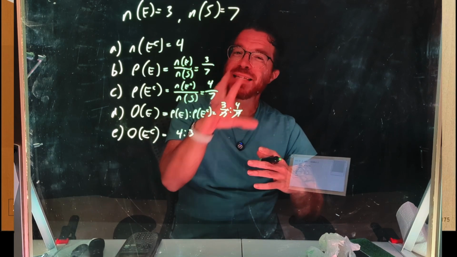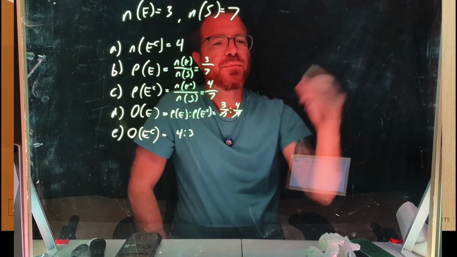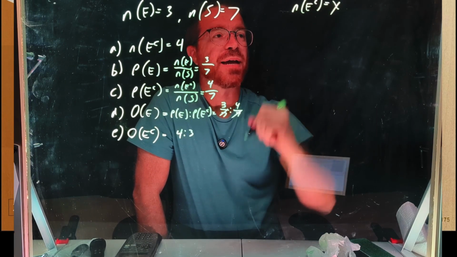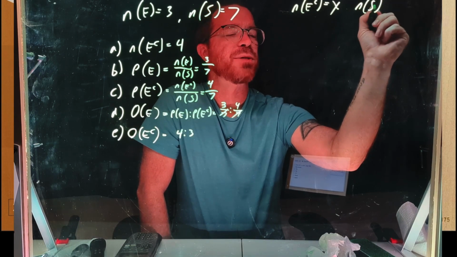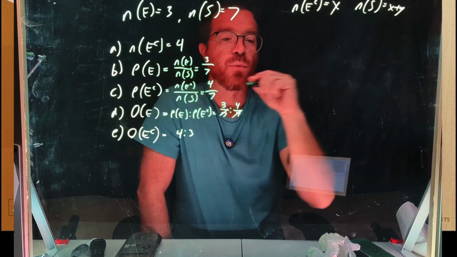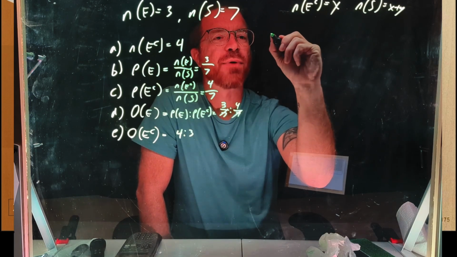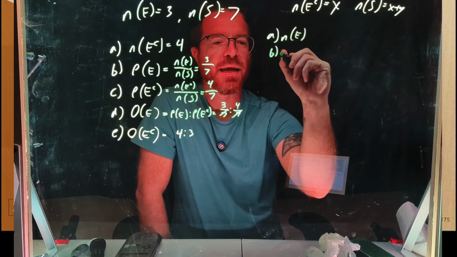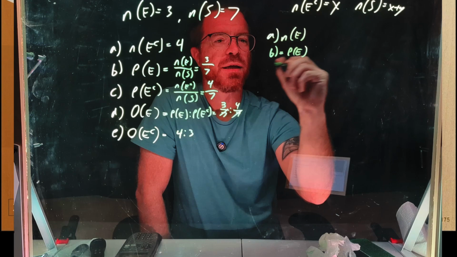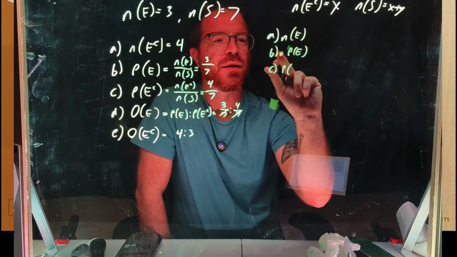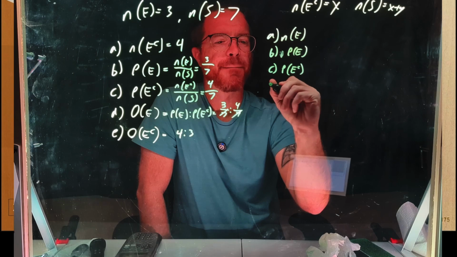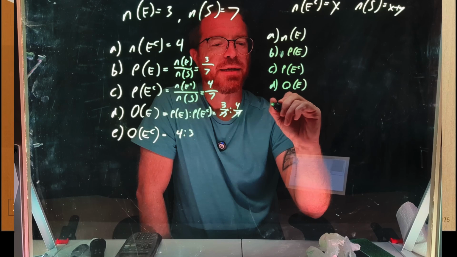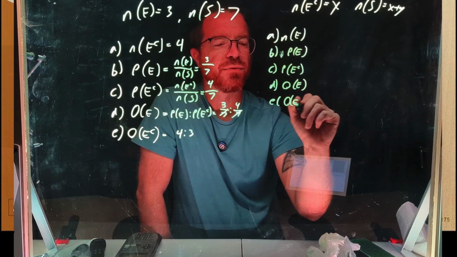Now let's do one that's the same idea, but just a little bit different. In this case, we are given that the number of outcomes in the complement of E is equal to X, and the number in our sample space is equal to X plus Y. So now, in this problem, A, we want to find the number of outcomes in our event E. B, we want to find the probability of E. C, we want to find the probability of not E. D, we want to find the odds of E. And E, we want to again find the odds of not E.